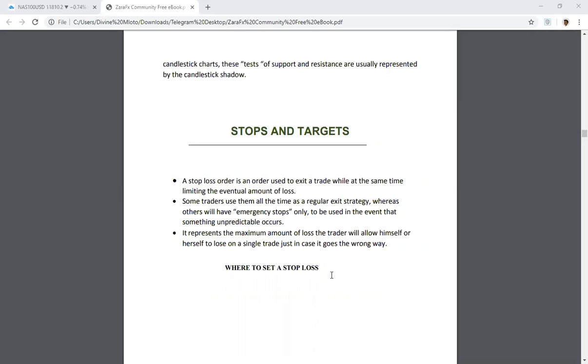Anyway, a stop loss order is an order used to exit a trade while at the same time limiting the eventual amount of loss. Some traders use them all the time as a regular exit strategy, whereas others will have emergency stops only to be used in the event something unpredictable happens. So we've seen in the past flash crashes where all of a sudden in the AMs price shoots down like 5,000 pips. You know what I'm saying? Things like that happen, especially if you're holding trades overnight. Things like that will happen all the time.